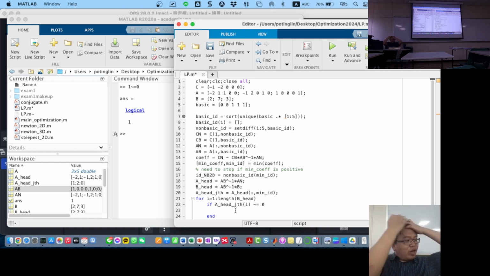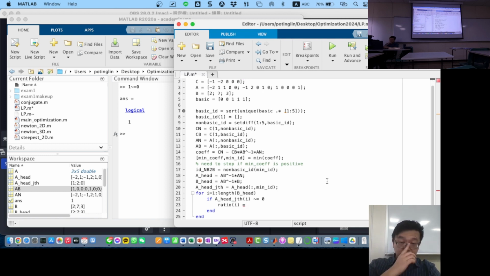So then we will do B over A. So the ratio at the index equals to, how about this? If it equals to 0, we will assign a very large number, so that one won't be chosen. Is that? No, I don't think we should do this. Let me think about a good way.